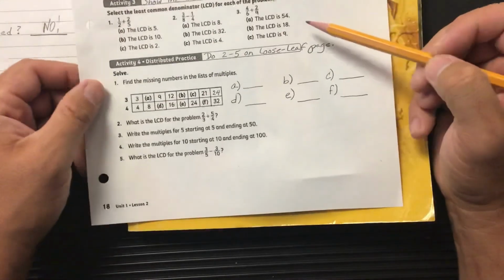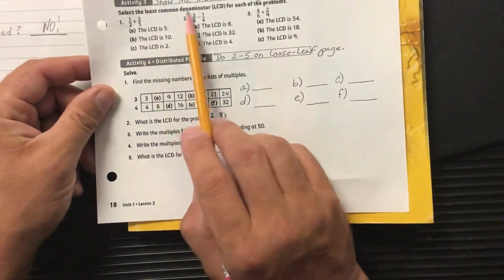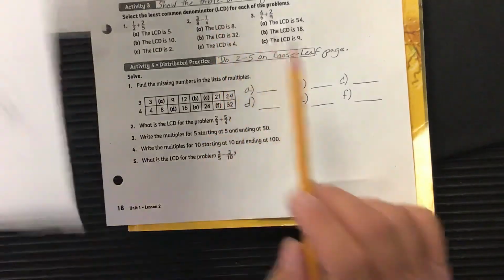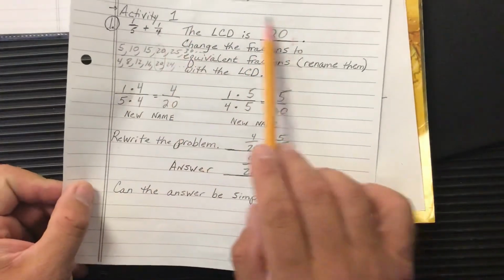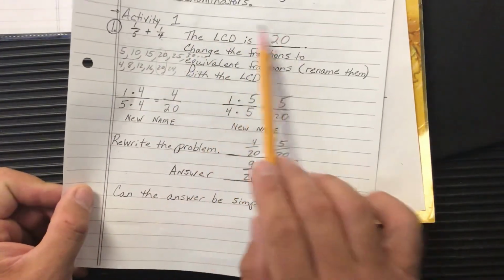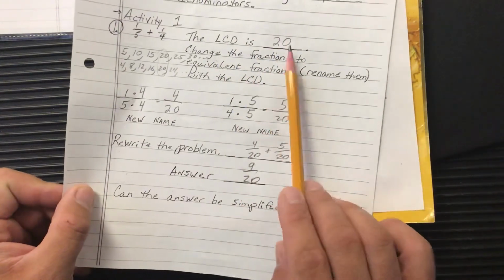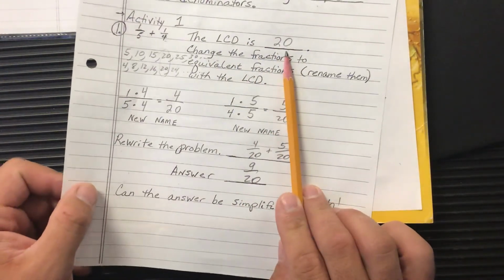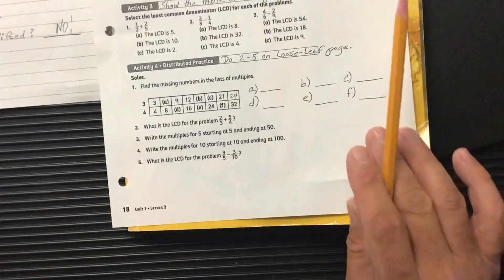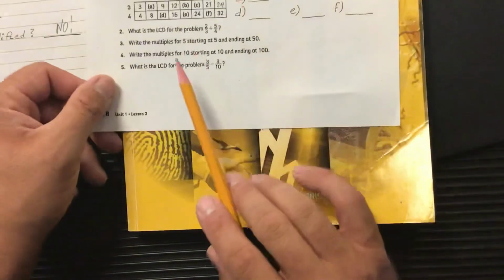Activity 3 just wants to know the least common denominator. So it just wants to know this part that we did. You don't have to solve it. Just wants to know what the least common denominator would be.